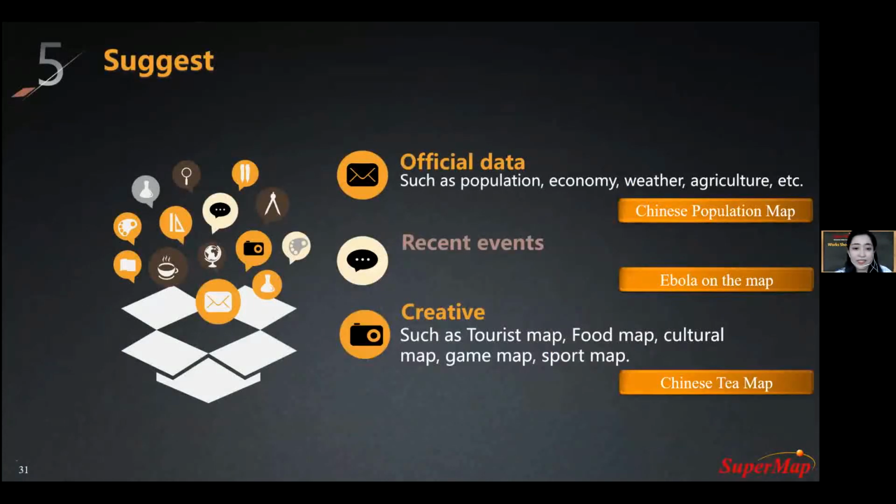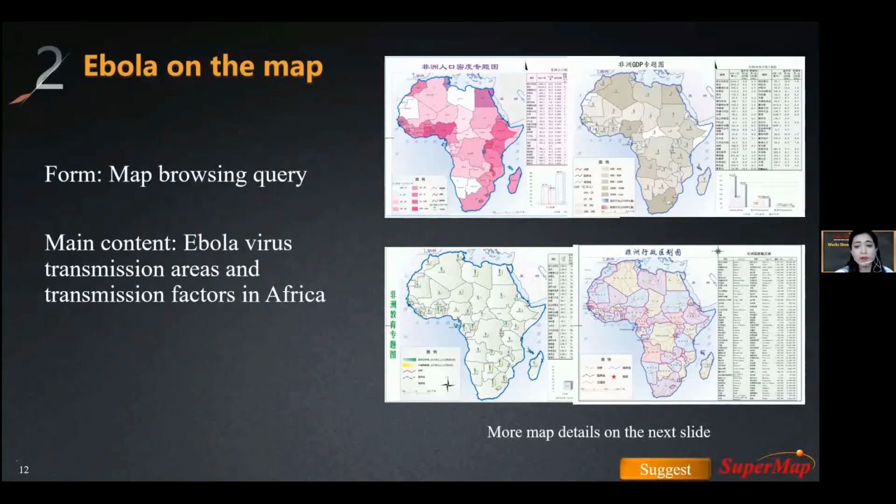And the second part is you can use recent events. It's like the second map I talked about, the Ebola on the map.